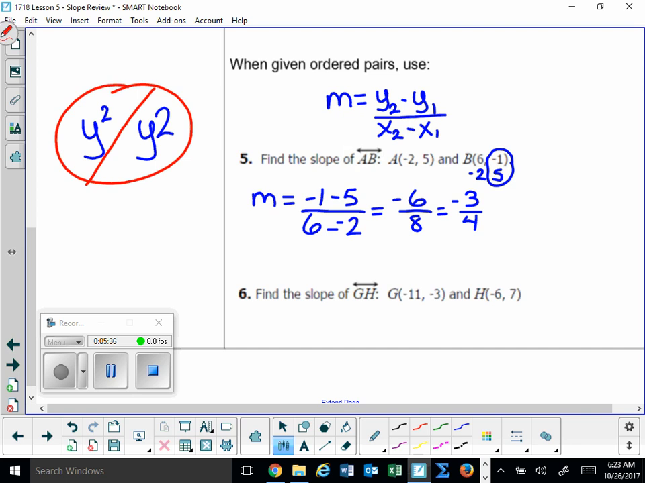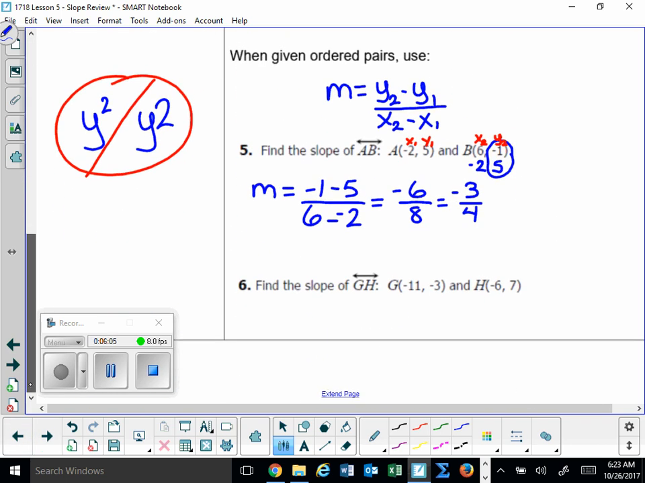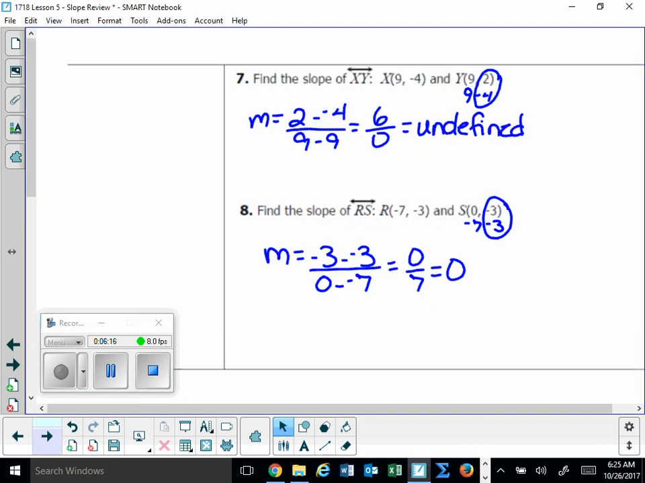Some people prefer to label these ordered pairs x1, y1, x2, y2, and then use that to substitute. I'm fine with either way, but you need to pick a way of making sure that you know which number to substitute when. If you substitute in the wrong order, you will get these wrong. All right, I would like for you to pause the video and try 6, 7, and 8 on your own, please. Okay, let's check number 6. And let's check 7 and 8.